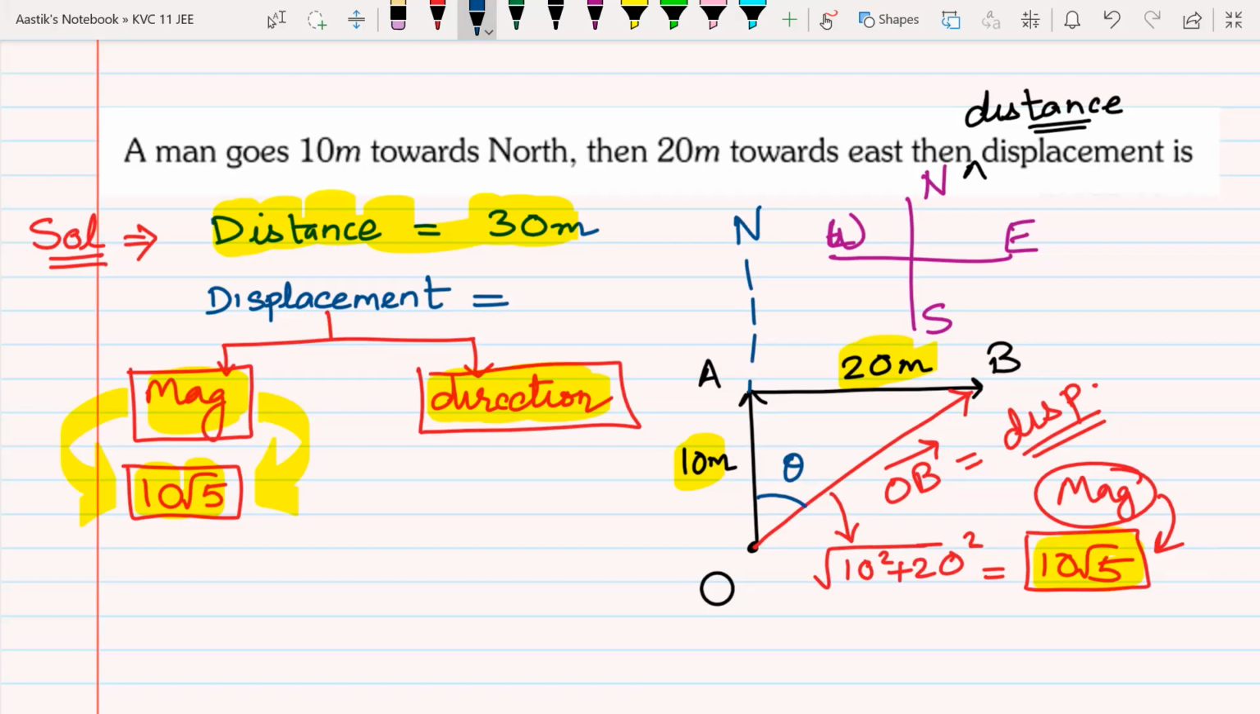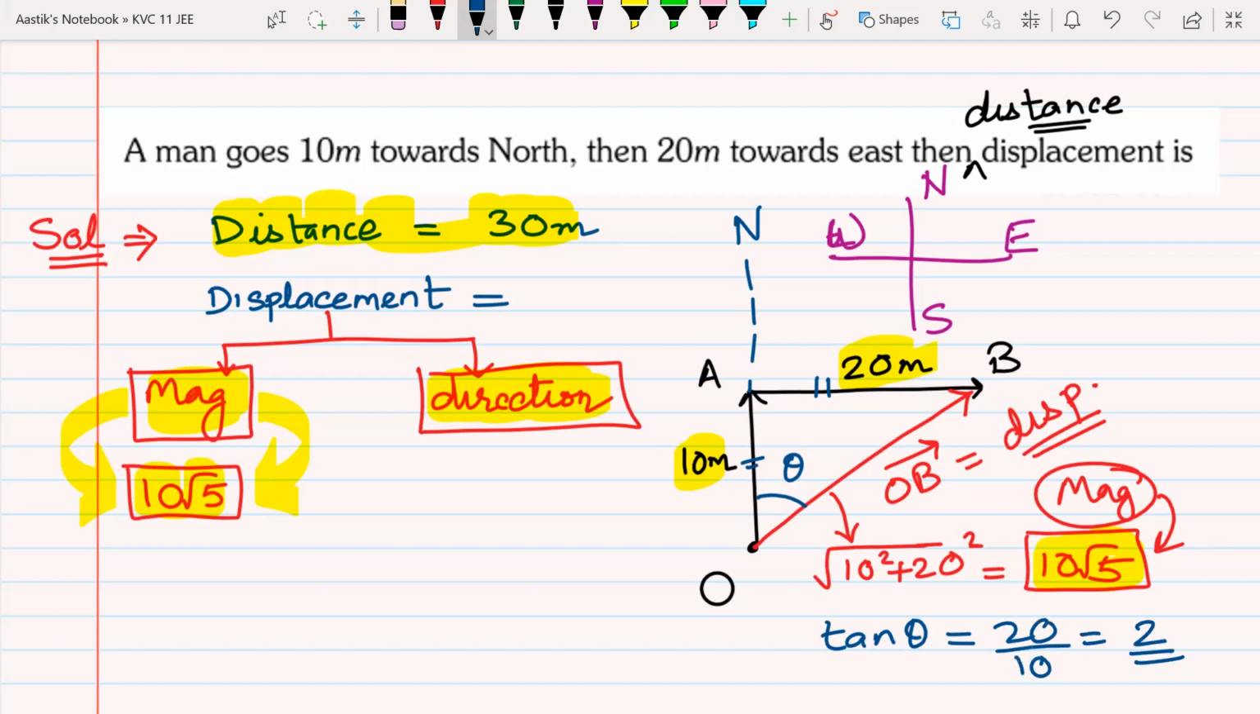Yes, sir. Now you can tell me the value of this tan theta. Yes or no? How much will be the value of this tan theta? Tell me, fatafat. Tan theta is perpendicular divided by base, opposite over adjacent, sir. So 20 divided by 10. Yes or no? Yes, sir.